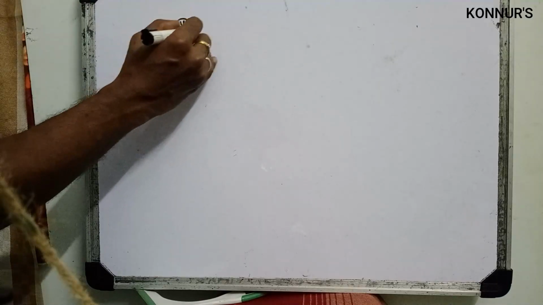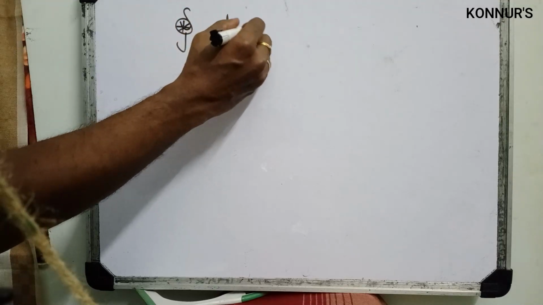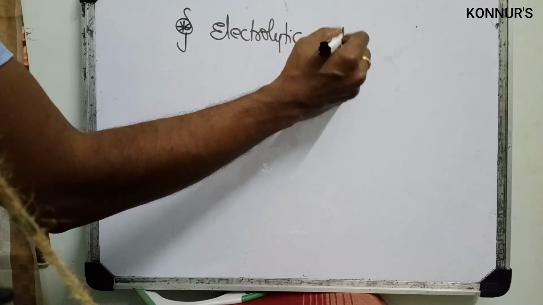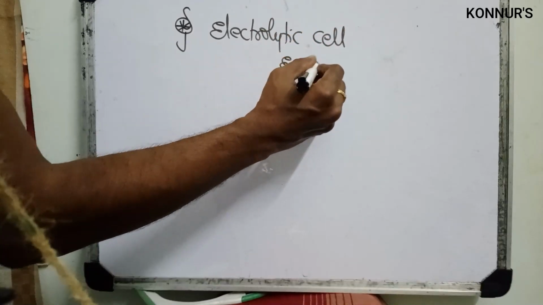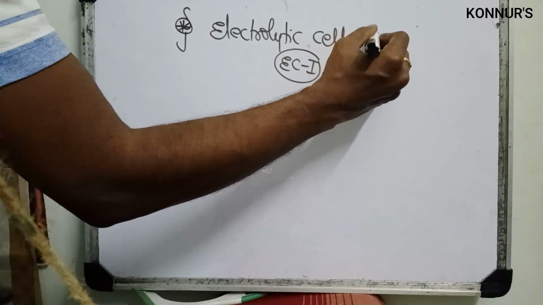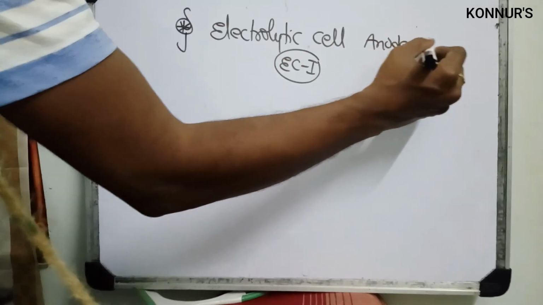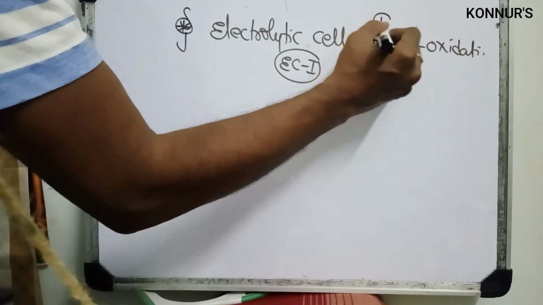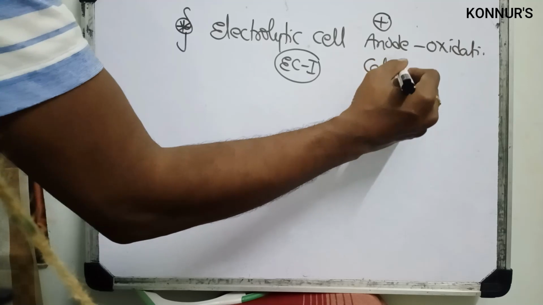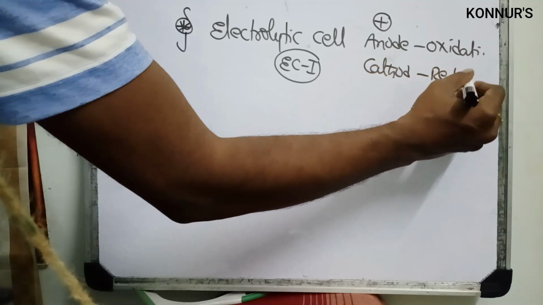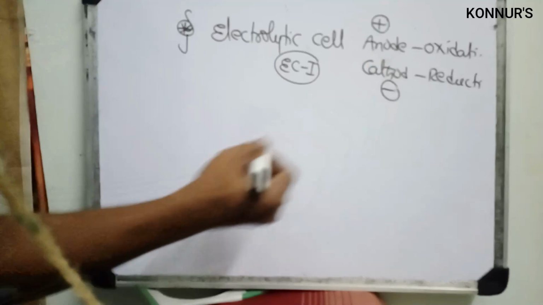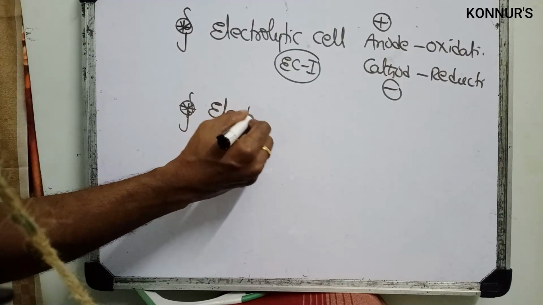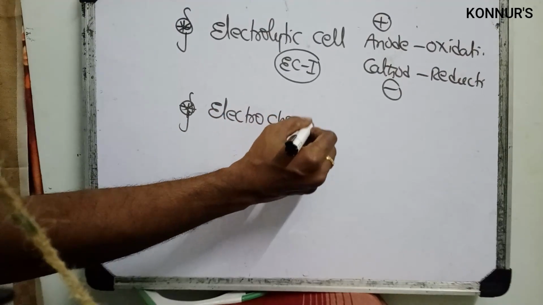So one important point, electrolytic cell. This is what we discussed as electrochemistry 1. So at anode, oxidation, the sign is positive. Cathode is reduction, the sign is negative. Next, now the electrochemical cell.